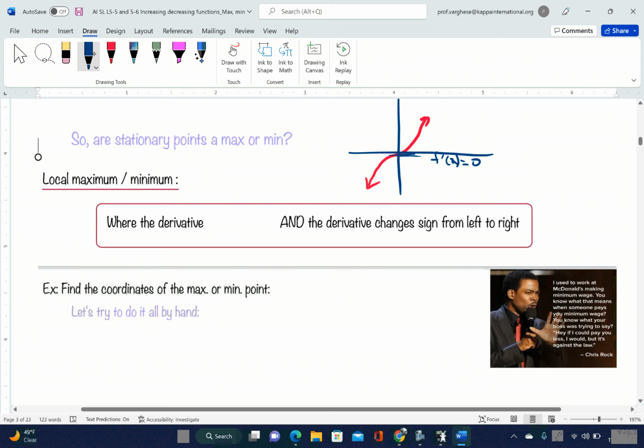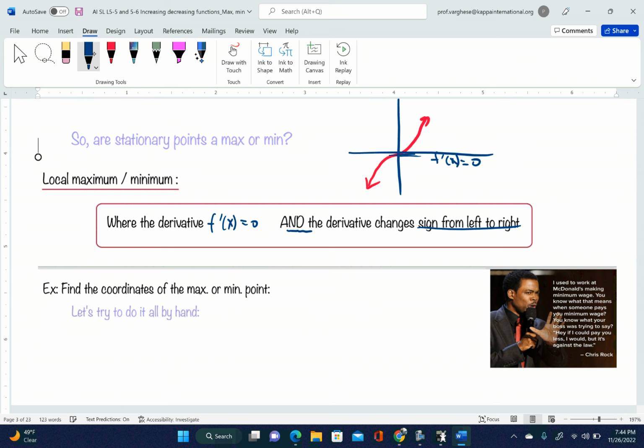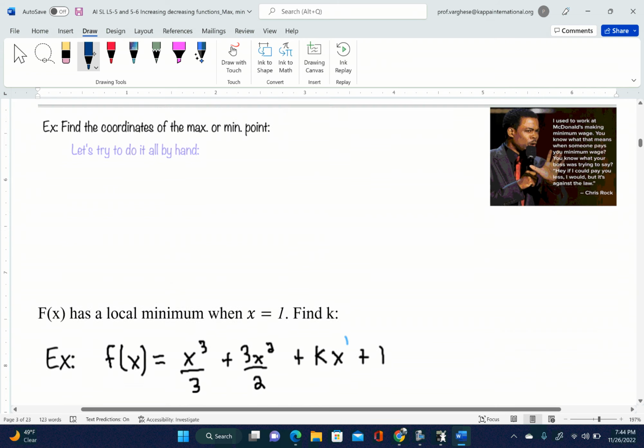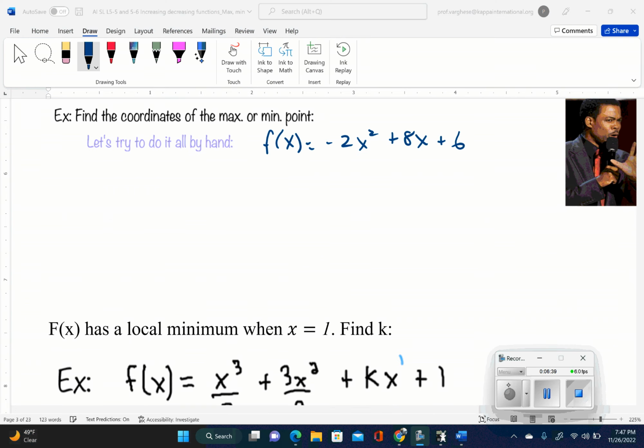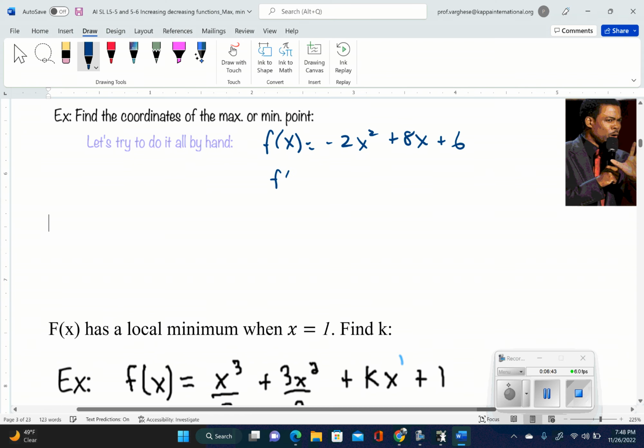How do you tell? It's where the derivative, f prime of x, is equal to 0, and there's a shift or a change in signs. So here's an example of what I mean by that. Just to refresh your memory, the maximum or minimum happens when the derivative is equal to 0. So I'm going to go ahead and find the derivative of this function right here.